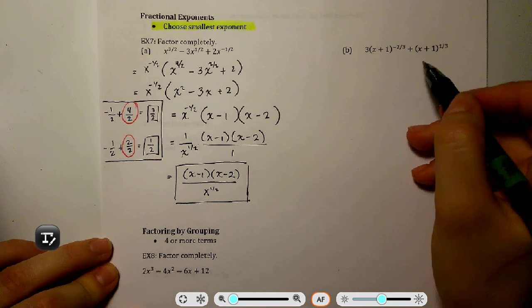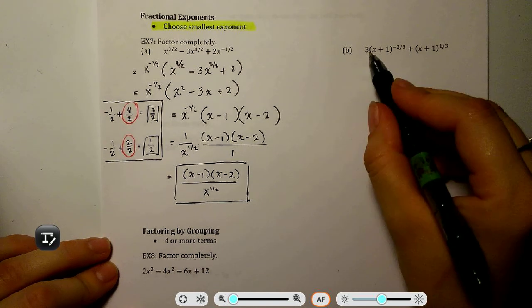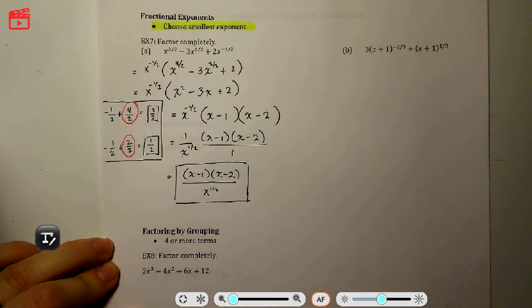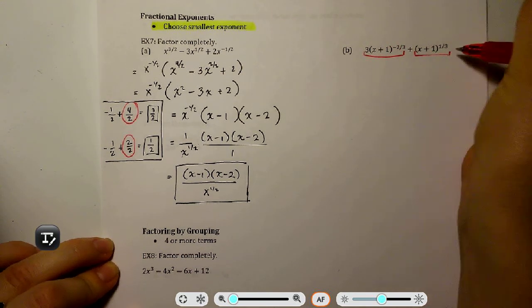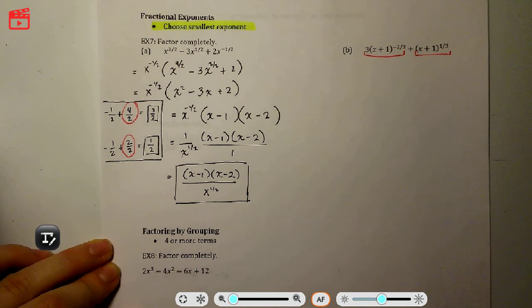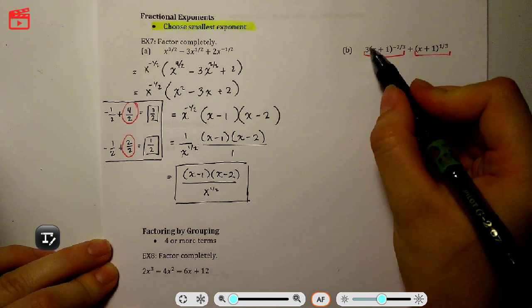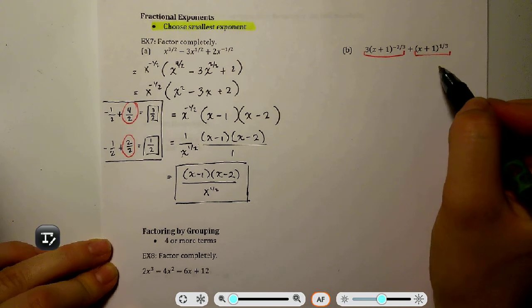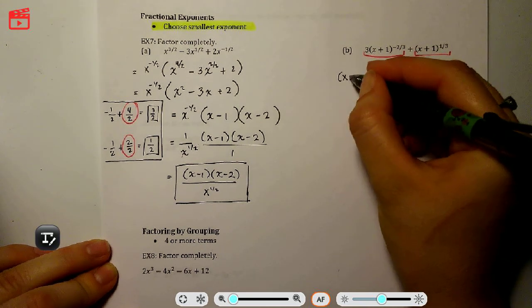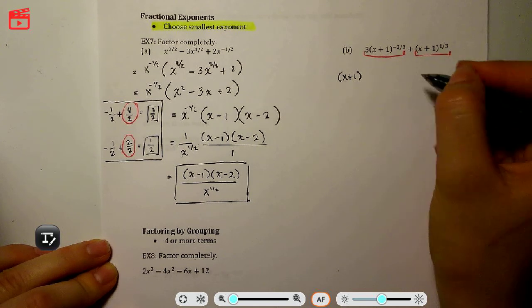So part B. Let's see. This is a binomial. It's got 2 terms. So we got this term here and this term here. As usual, I'm going to look and see, do they have anything in common? Well, both of these terms share that x plus 1 binomial in there. So I know I'm going to be pulling out an x plus 1. The question is, to what power?